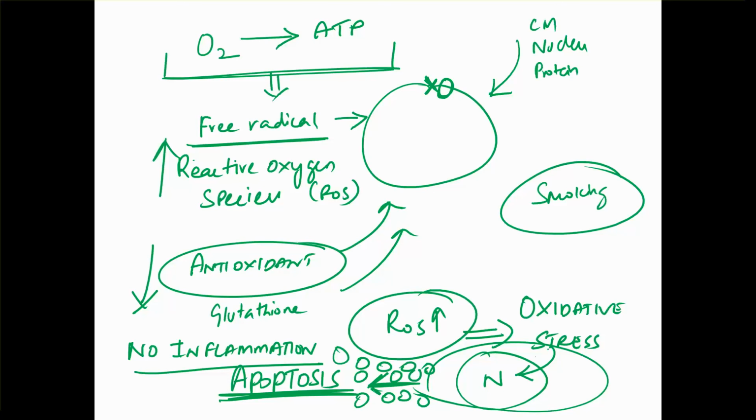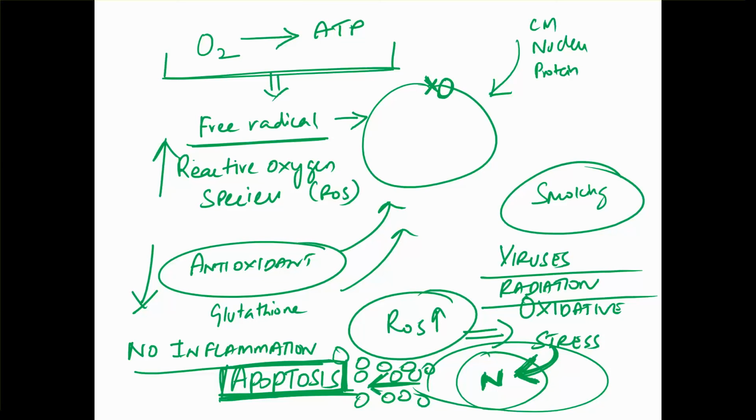So any direct damage to the nucleus, for example oxidative stress, other examples being viruses and radiation, any damage directly happening to the nucleus will end up with apoptosis. So this is a pattern of cell death. Now let's go to the slides.